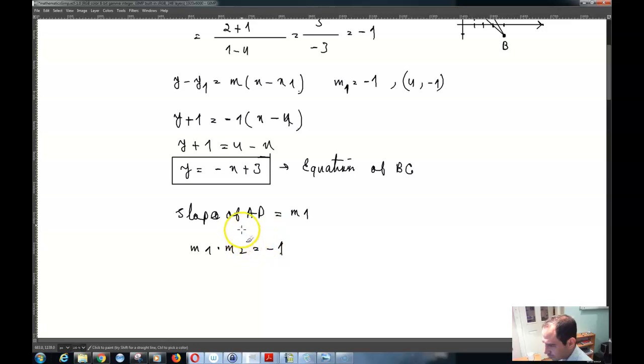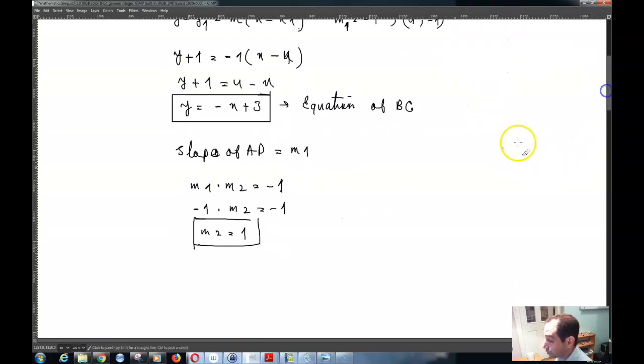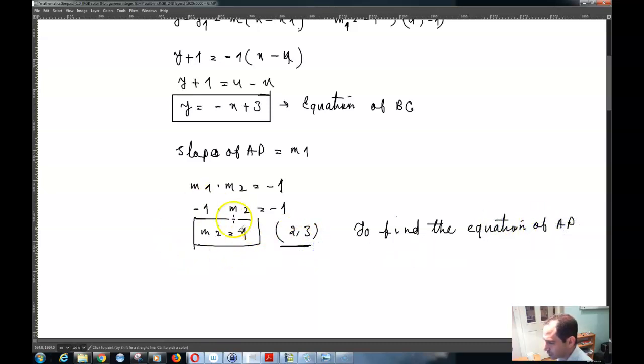Now M1 times M2 is equal to -1, which means that M1 is equal to 1. The slope of AP has to be +1, and of course one point on AP is 2, 3. So 2, 3 is one point on AP. So this is to find the equation of AP. This is one point on the line, and this is the slope.